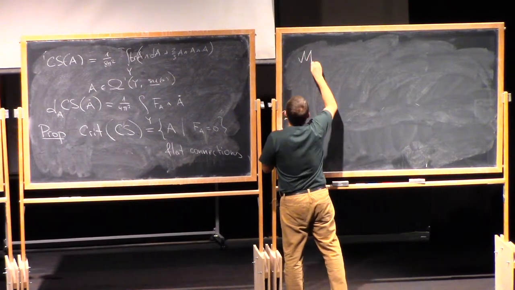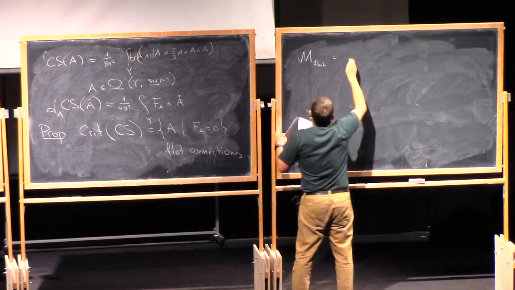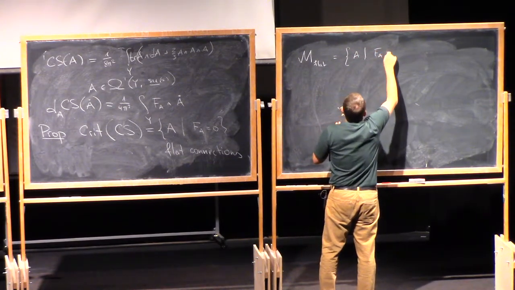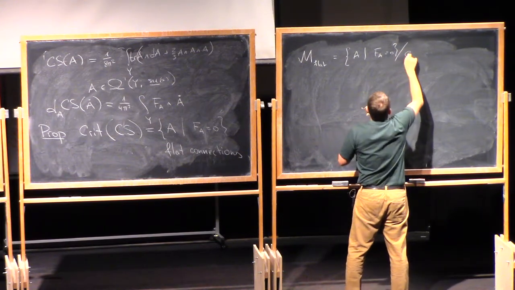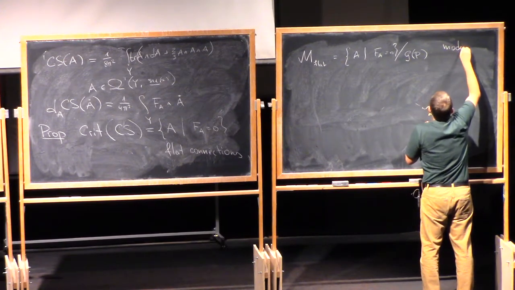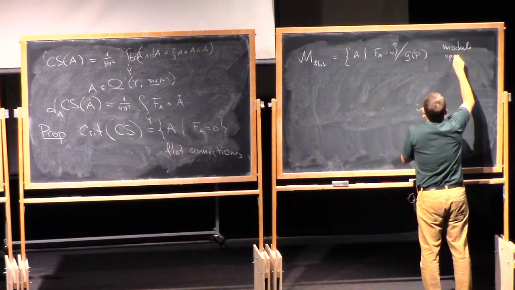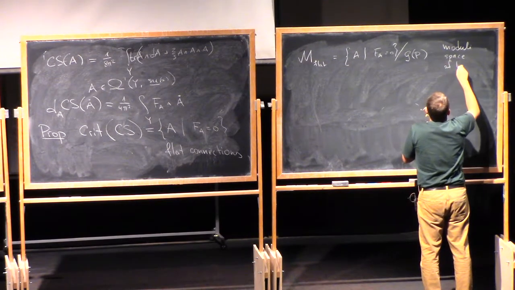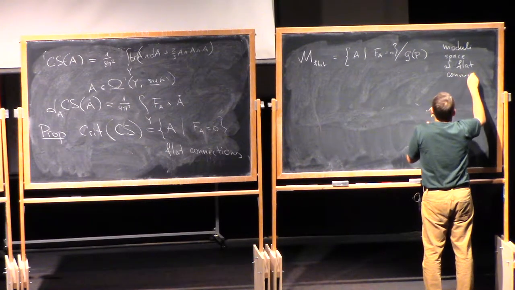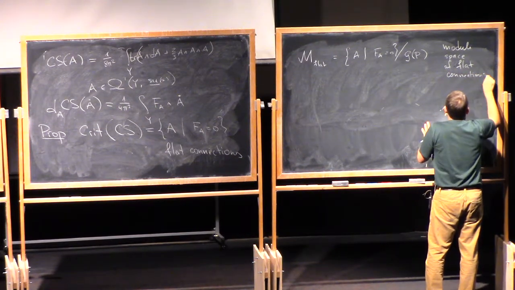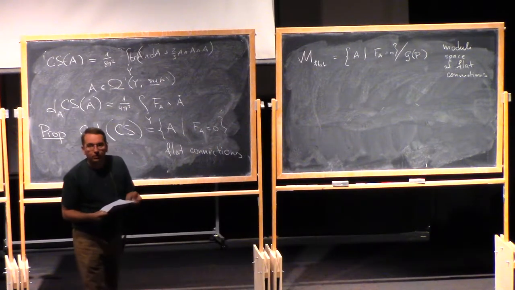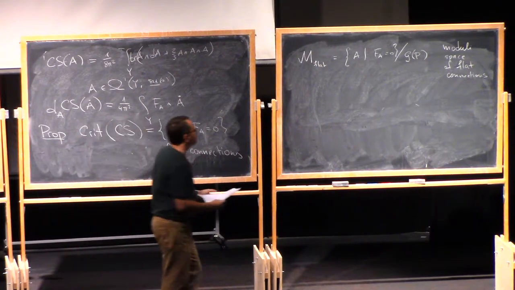So let me define M flat to be the quotient of all those A's such that F_A is zero by the gauge group of our bundle P, and this is called the moduli space of flat connections. So this is our very first example of a gauge theoretic moduli space, and essentially the only example where we have a very concrete description.